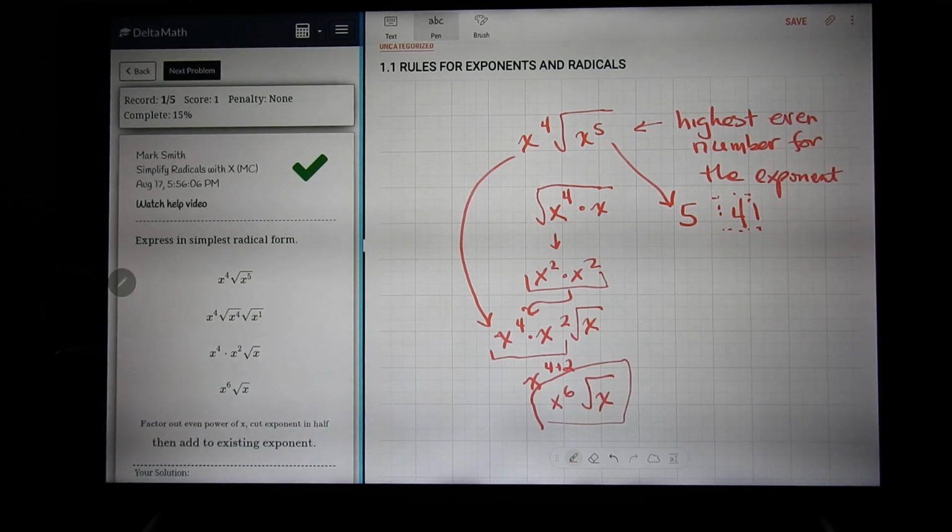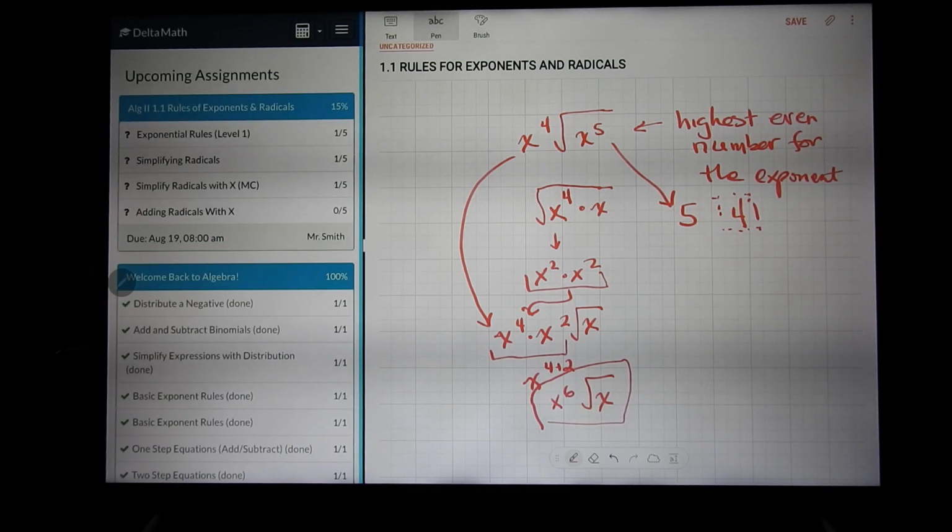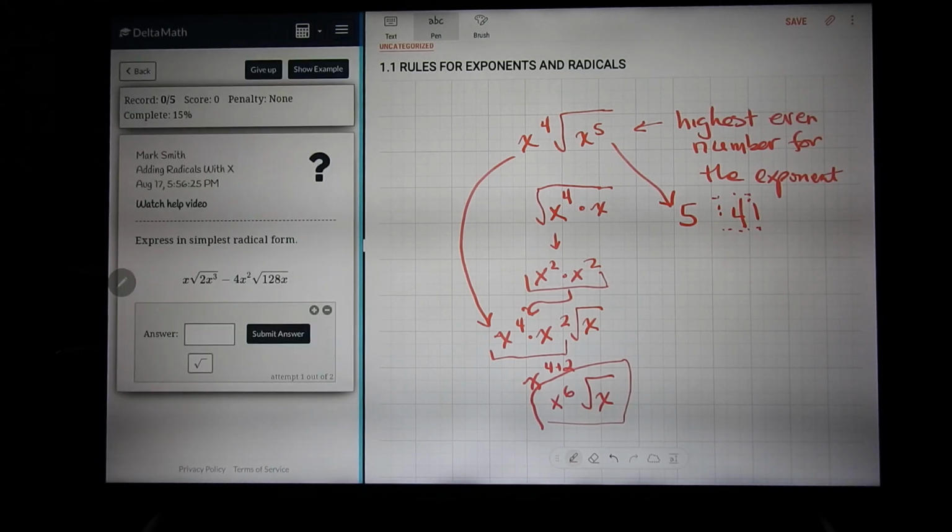Yeah, we're really sure that's right. Okay, so that's those problems. You notice they did it the same way I did. They picked the highest exponent, even number. If you have an even number on the inside, you're awesome there. Okay, and adding radicals with x.